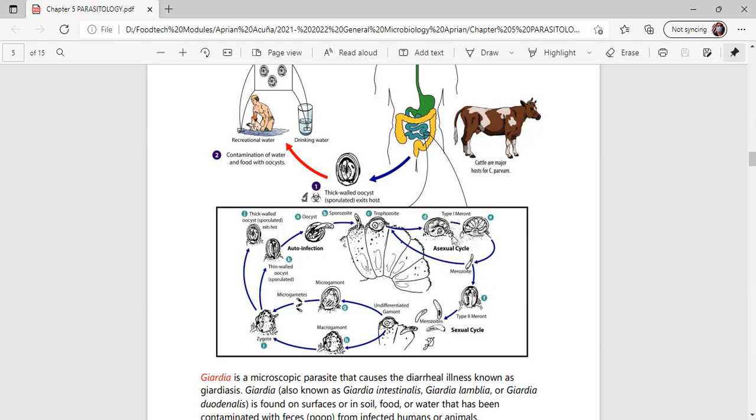It's either it will have your asexual reproduction where it will multiply. Then, it will form your merocyte. Okay. Your merocyte, okay, it will form your asexual cycle. You have both two types of reproduction form: you have your asexual and sexual.